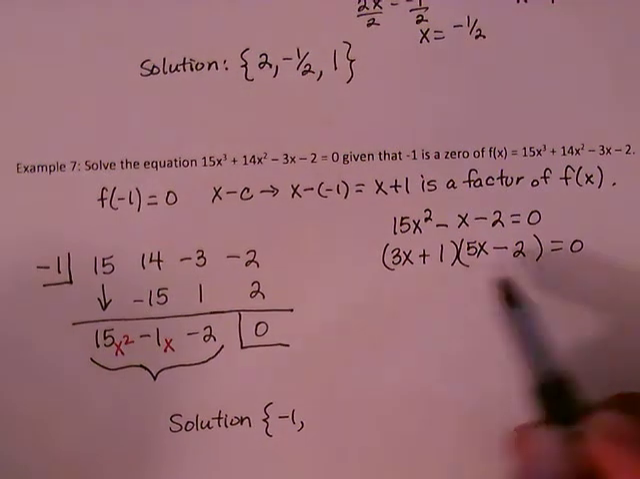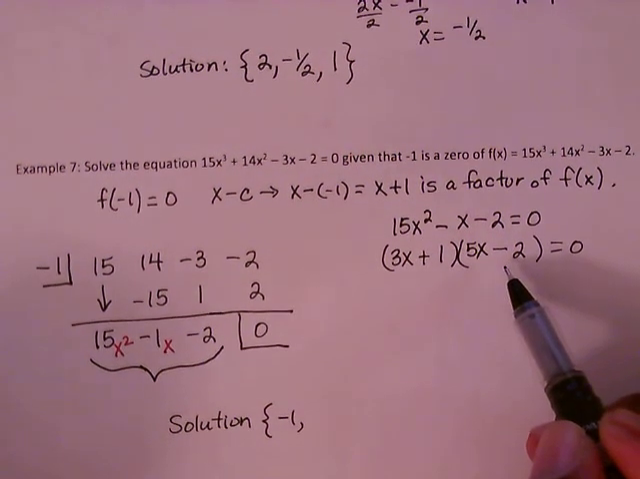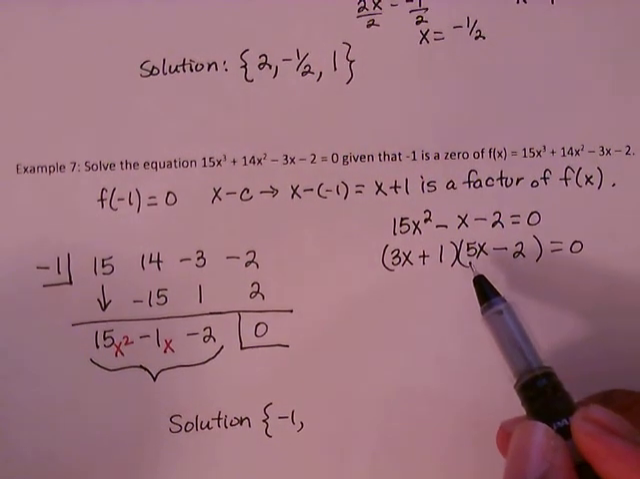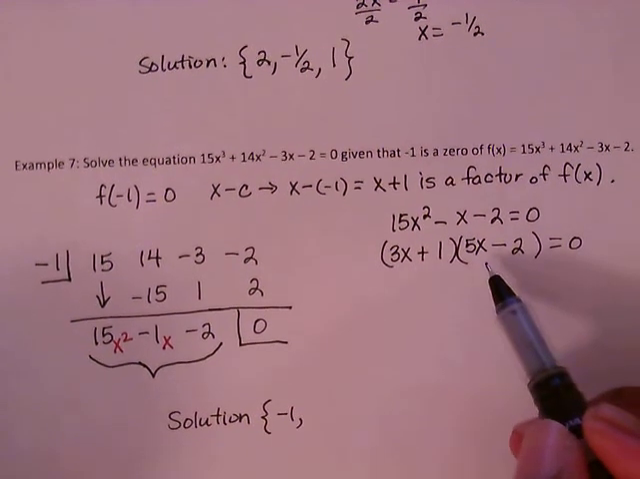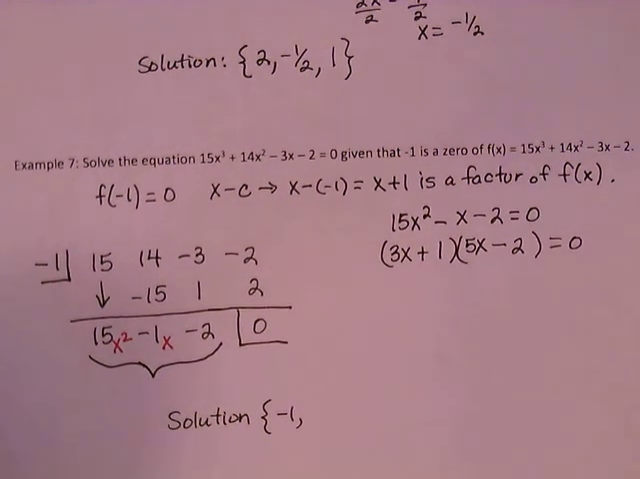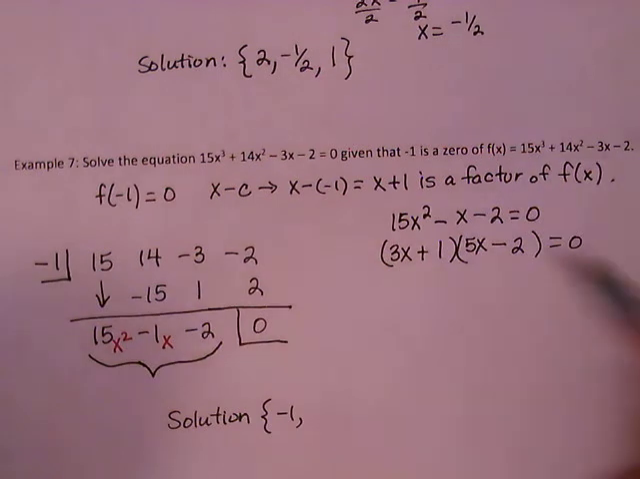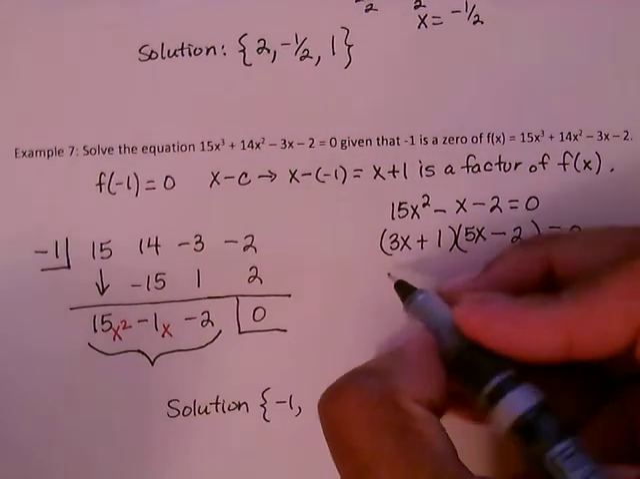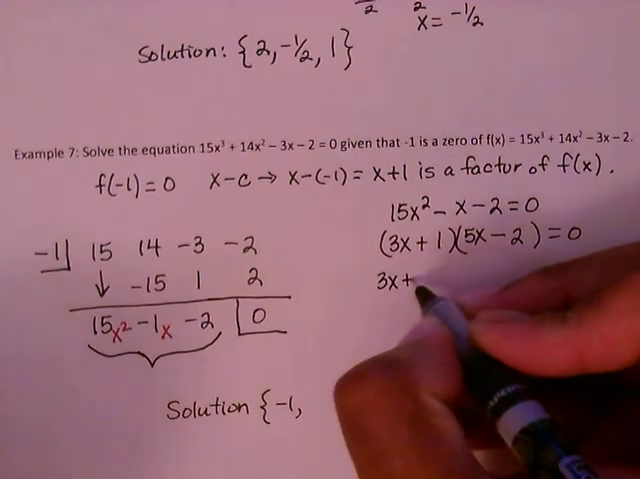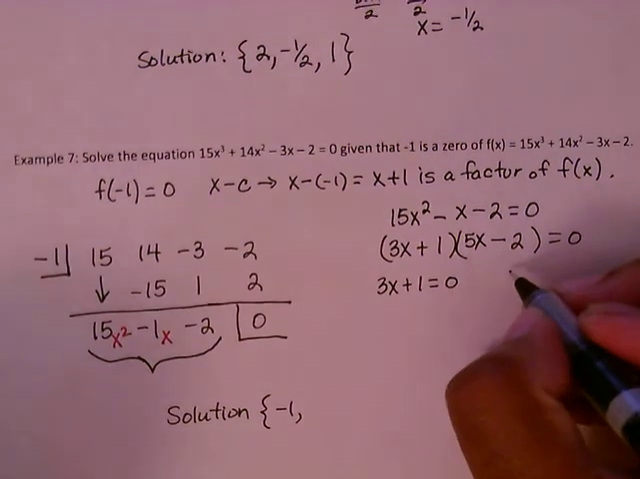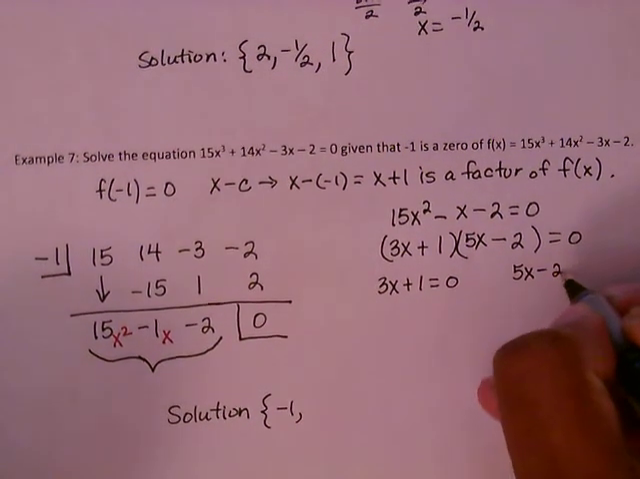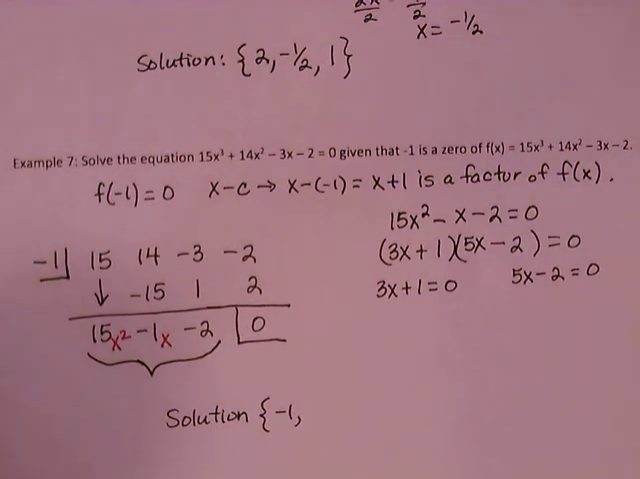If I make this a -2 next to the 5x and place the +1 next to the 3x, then 3x times -2 will be -6x. 1 times 5x will be 5x. -6x plus 5x will give me the -1x. So I get 3x plus 1 times 5x minus 2 equal to 0. And then I'm going to set each binomial factor equal to 0. So this will be 3x plus 1 equal to 0, and 5x minus 2 is equal to 0. And then we'll solve for x.